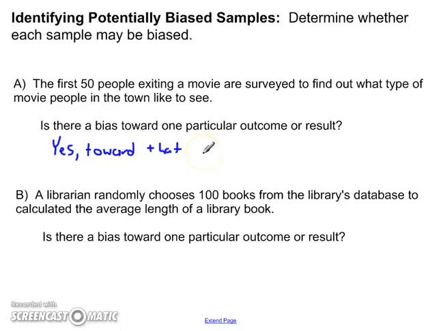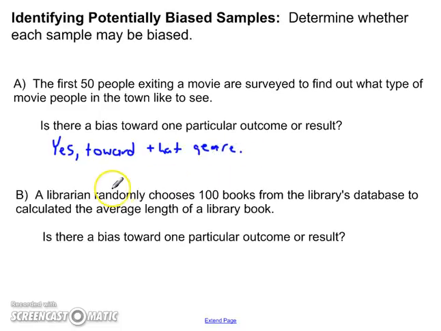It could be, if you go to the latest romantic comedy, the people that are coming out of that movie probably like romantic comedies. So they're going to say, oh yeah, I like romantic comedies. Well, there's a lot of other people in town who may not like romantic comedies, or that genre. G-E-N-R-E. That's supposed to be an N.